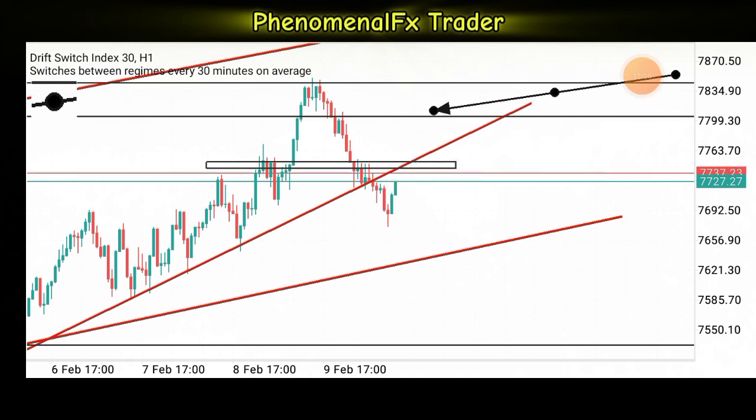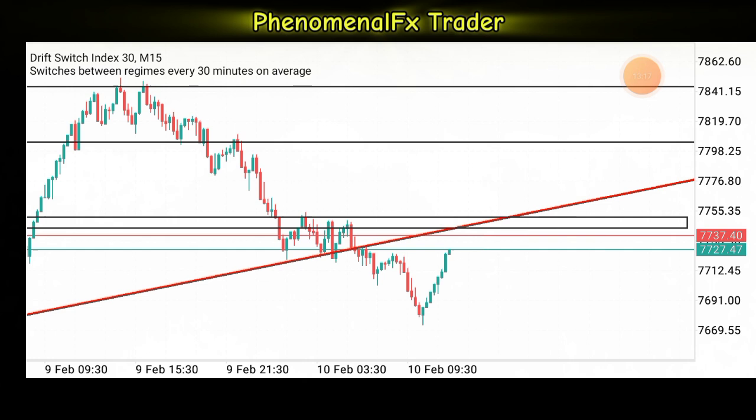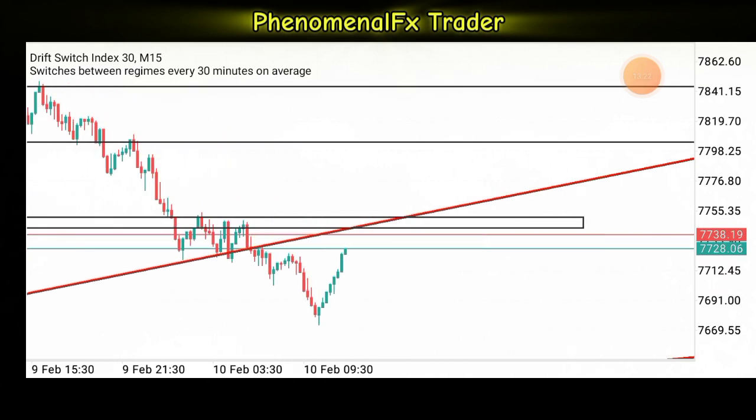somewhere around here, then at this point you can find an entry to sell the market down towards this trend line here, and it will most likely sell below. And if you go down to the 15 minutes time frame, trust me, you'll find a better setup, a better entry opportunity for that trade.